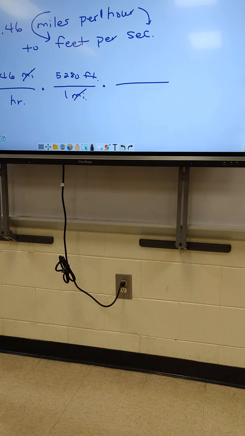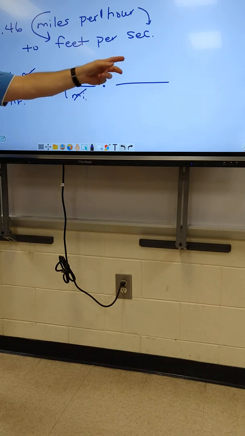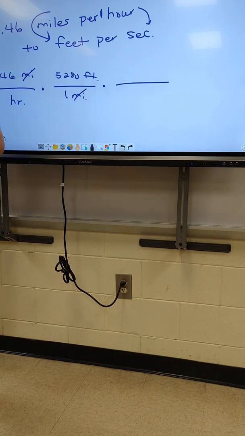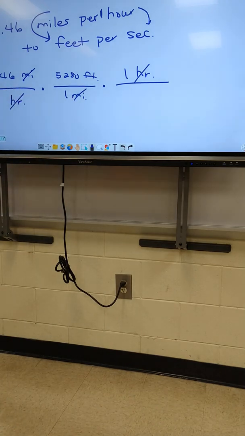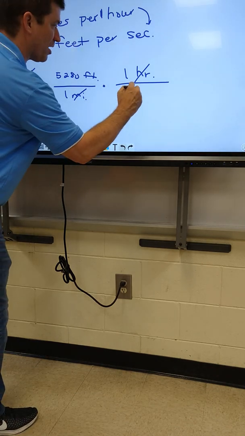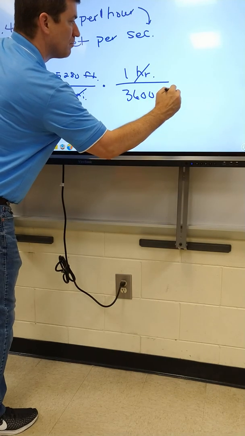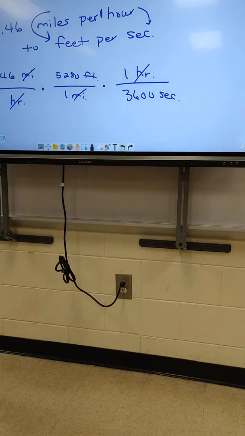All right, so I got 3,600 seconds equals 1 hour. Which side does my 1 hour have to go on? Now look, it's on the bottom right here. So that means it's got to go on the top right there because my hours have to cancel out. And the only way they'll cancel out is if one's on bottom and one's on top. All right, so that means 3,600's got to go on the bottom. Now, once you do that, the rest of it's done in the calculator.